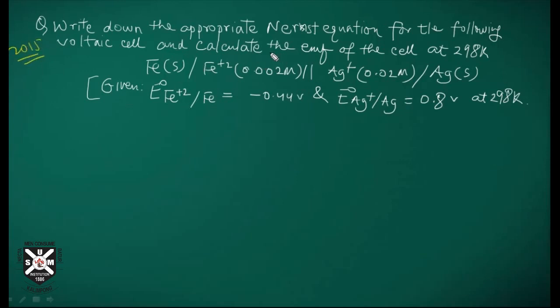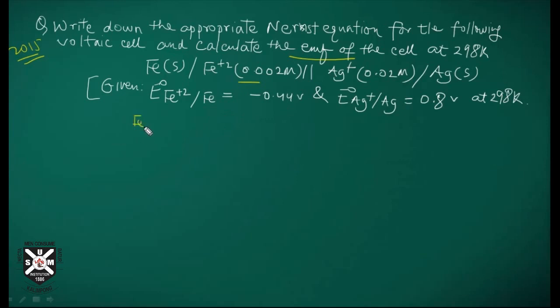Write down the appropriate Nernst equation for the following voltaic cell. The cell is given here, and calculate the EMF of the cell at 298 Kelvin. First, you have to make an equation taking place for this cell. Second, you have to calculate the standard EMF of the cell using the values given here. And third, you can convert that standard EMF into the EMF of the cell using the Nernst equation.